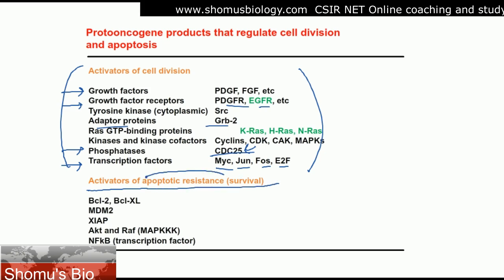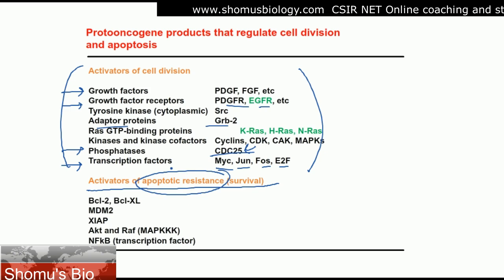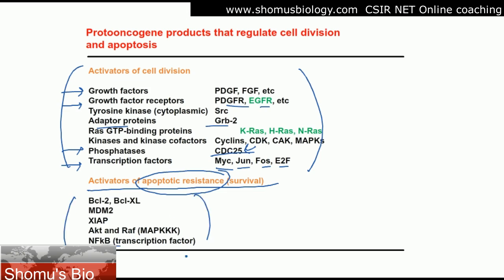And remember this term, apoptotic resistance. Apoptotic resistance in turn means survival, right? Examples: BCL2, MDM2, NF-kappa B. These are all apoptotic resistance proteins. Okay.